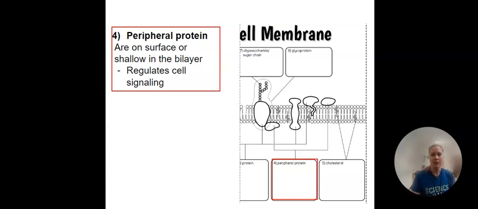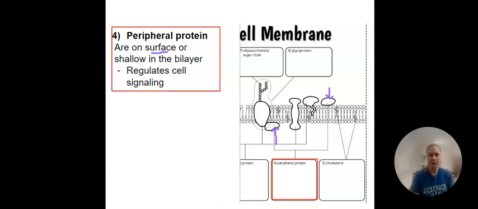The other type of proteins we have are called peripheral proteins. These are proteins that are only on the surface of the phospholipid bilayer. So here is a peripheral protein, and then here is another one. So the peripheral protein can be inside the cell, right, on that part of the cell membrane, or it can be on the outside of the cell membrane, kind of touching the environment.